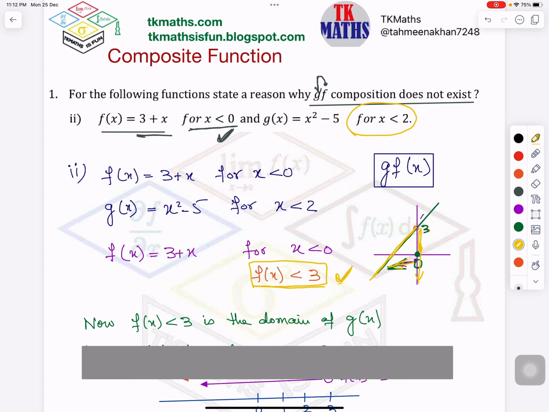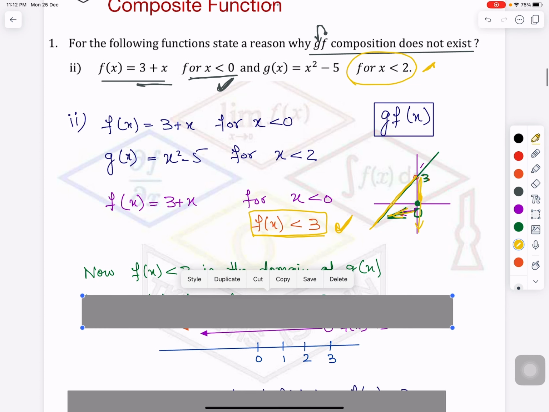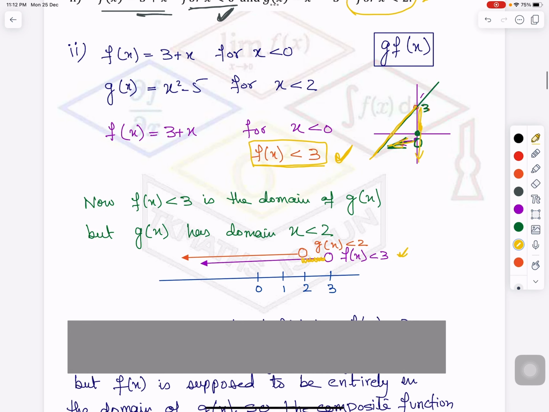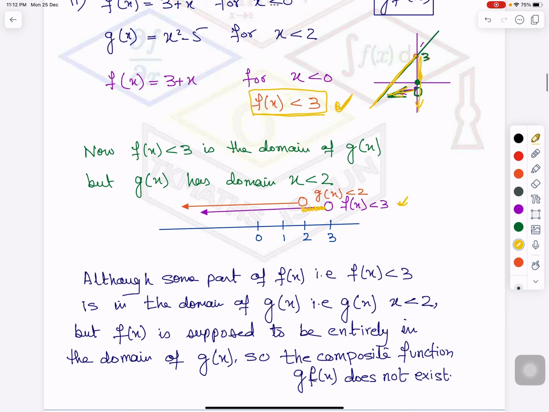Is this lying entirely inside it? No, it is not. It is saying x less than 3, whereas the question is saying x less than 2. So the purple line, the one we have gotten from f, has some values which are not in the original domain given to us in the question. So this much extra is coming, so we can say the function does not exist.